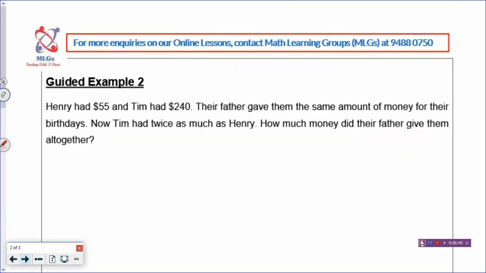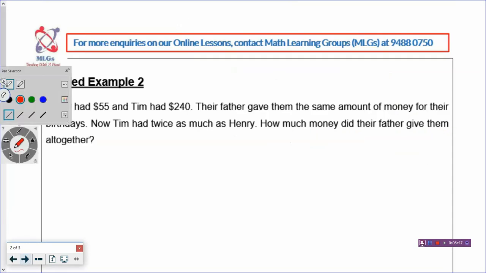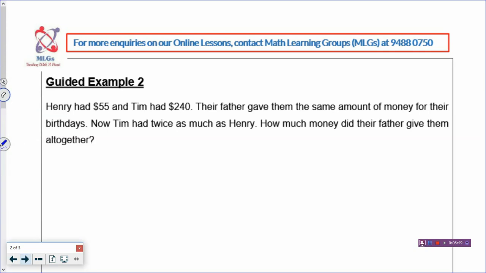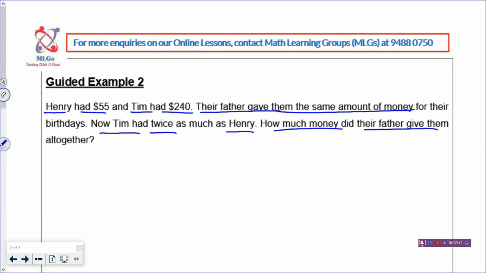Now, Henry had 55, and Tim had 240, and this is at first. Their father gave them the same amounts of money, so they received an equal amount. What is unchanged? Immediately, the difference is unchanged. No need to think so much. Once they receive equal amounts, the difference is unchanged already. Tim had twice as much as Henry. That's after. So how much money did their father give them altogether?